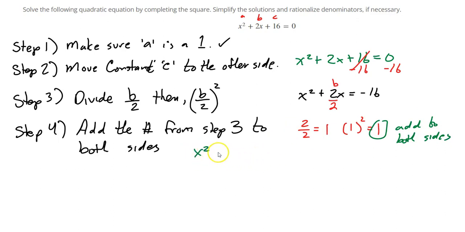We have x squared plus 2x plus 1 equals negative 16 plus 1, which gives us x squared plus 2x plus 1 equals negative 15. Notice we now have a perfect square trinomial, which can be put in the form of a plus b squared. Let me write this out.